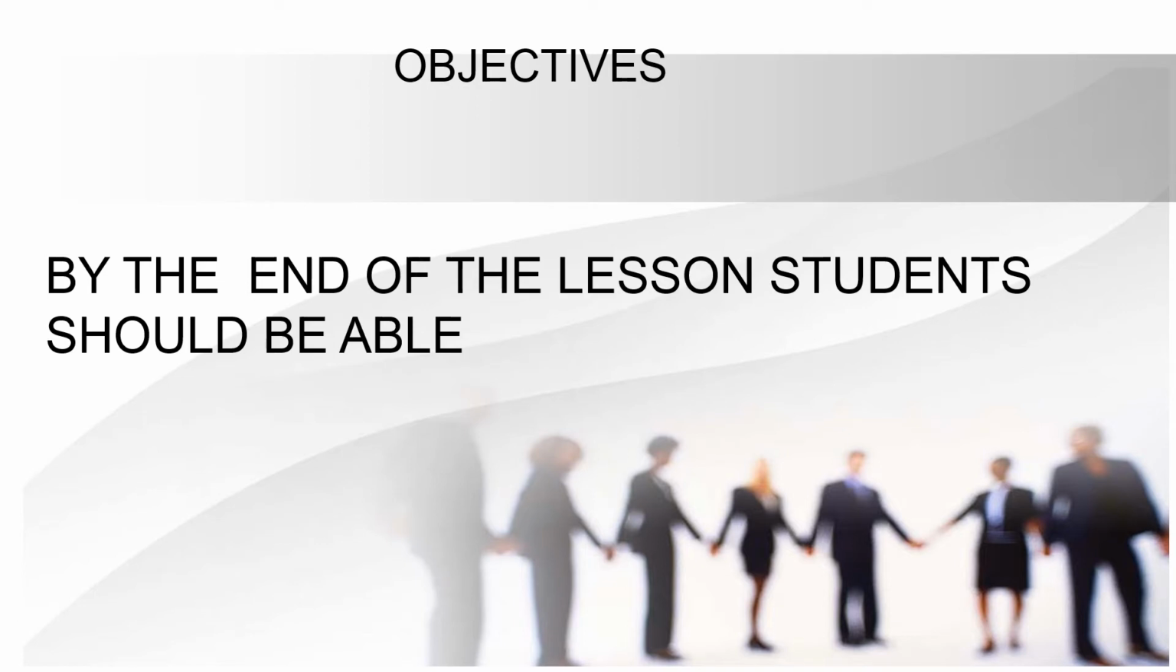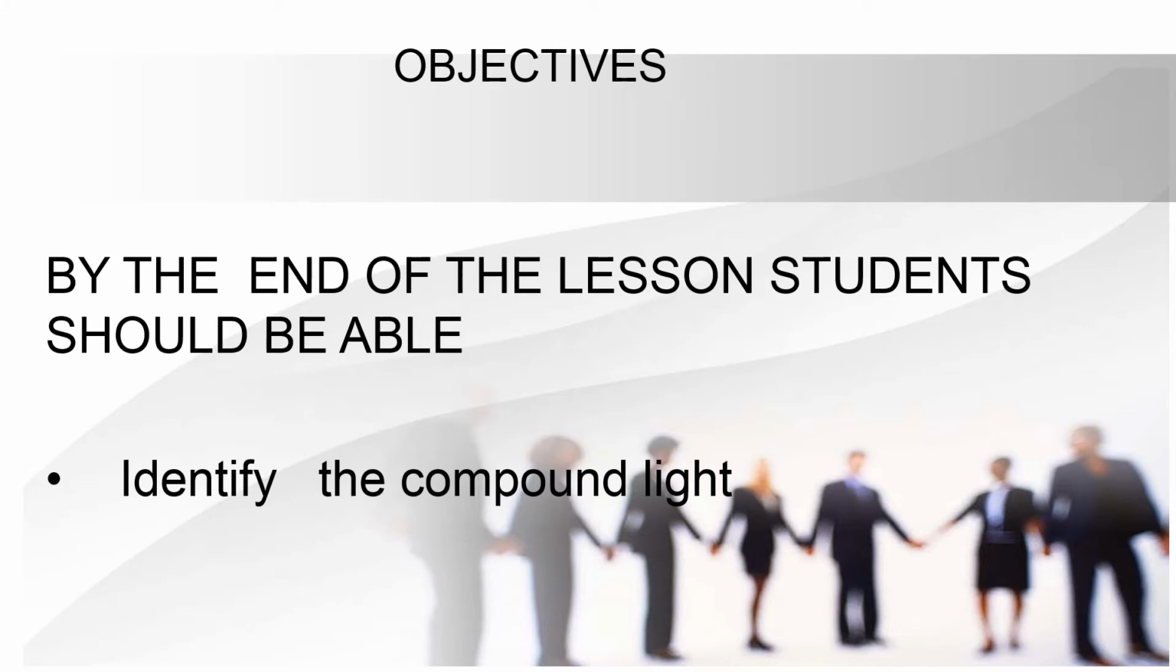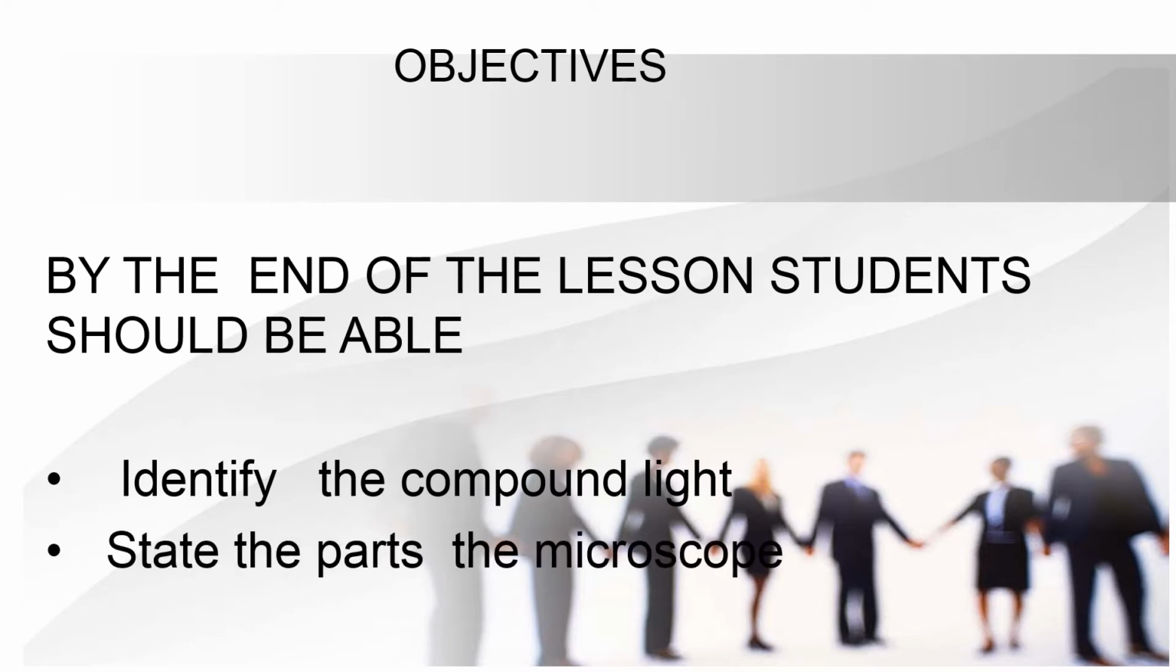The objectives for today: by the end of the lesson, students should be able to identify the compound light microscope and then state the parts of the compound light microscope. As I said early on, we are still focusing on the light microscope, and we've already touched on the simple microscope. So today we are focusing on the compound light microscope. At the end of the lesson, you should be able to identify what a compound light microscope is, and then know the parts of the microscope.